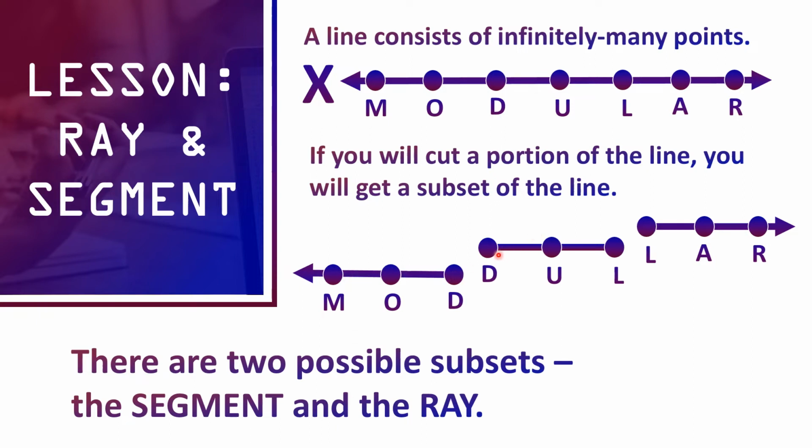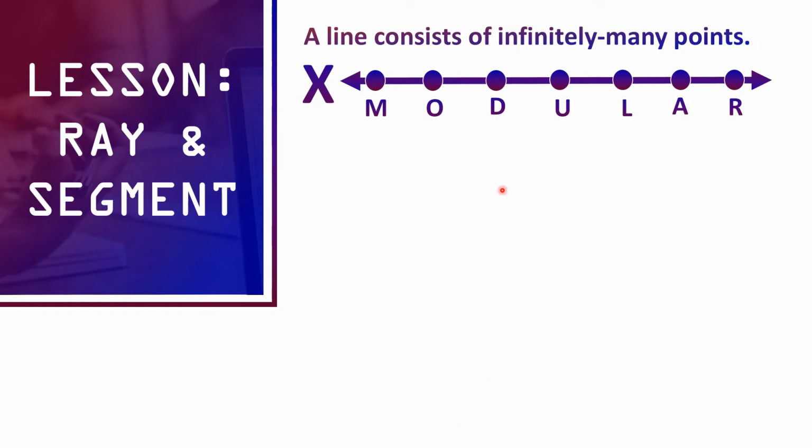Then we have here point D, point U, point L. And then we have point L, point A, and point R. So we cut this line into 3 portions. So we have the two possible subsets from this line. We have the segment or the line segment and the ray.